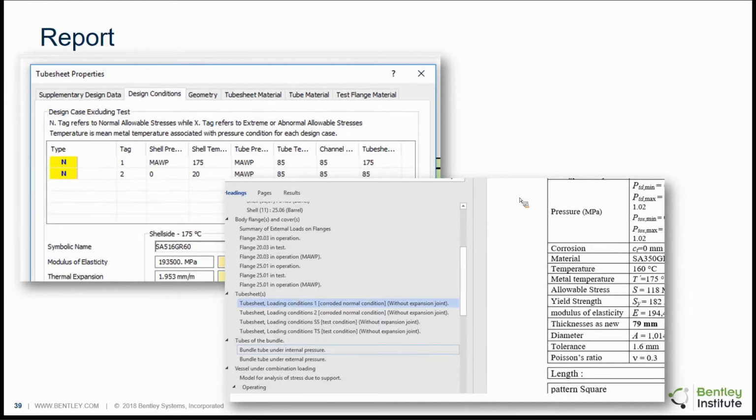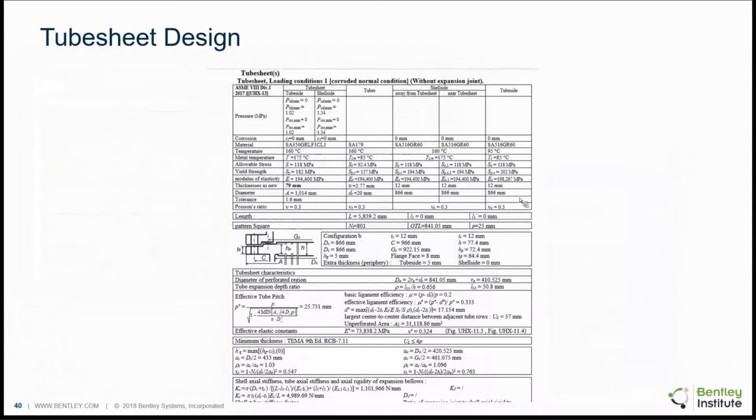So this again goes back to the tube sheet design conditions tab, where you can see there are 2 conditions, tag 1 and 2, and at the bottom right you can see the screenshot from the design report of AutoPIPE Vessel. So there are 2 loading conditions for tube sheet, condition 1 and 2, and also 2 other conditions: one for the shell side and one for the tube side test conditions. So a total of 4 conditions were analyzed. This is the screenshot of the tube sheet design.